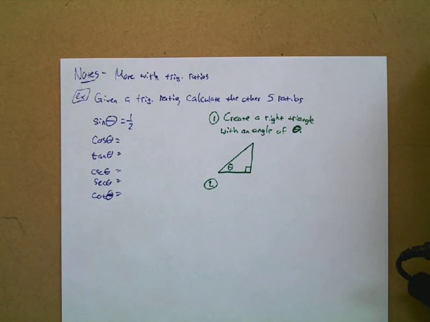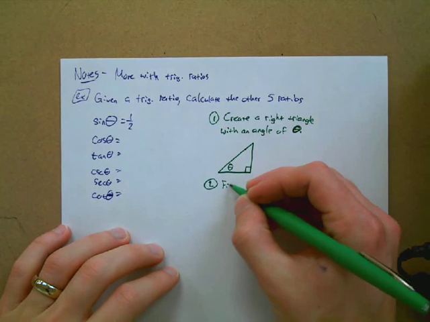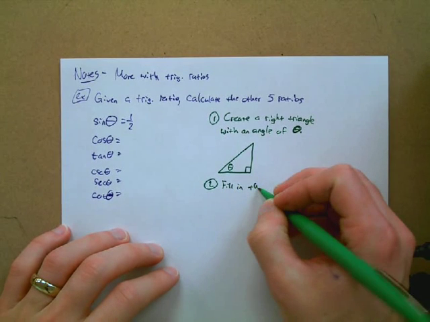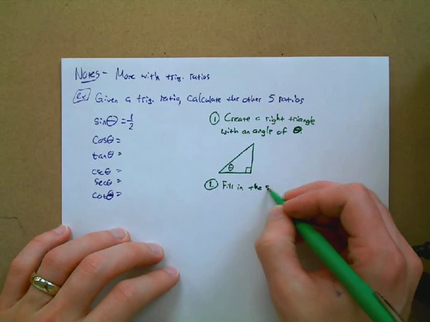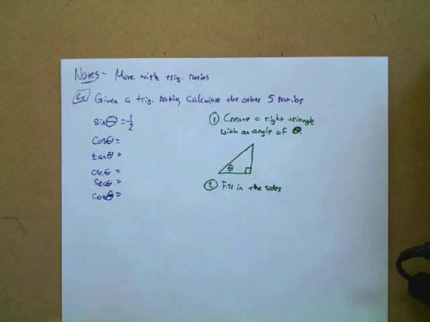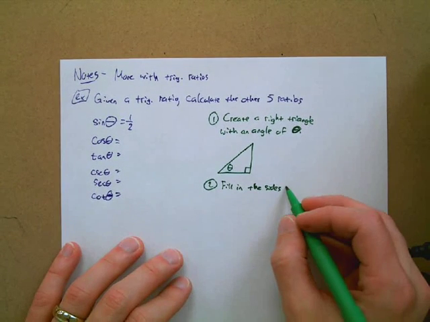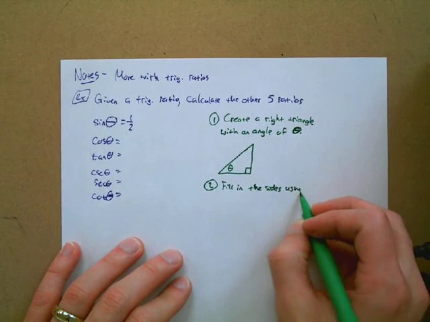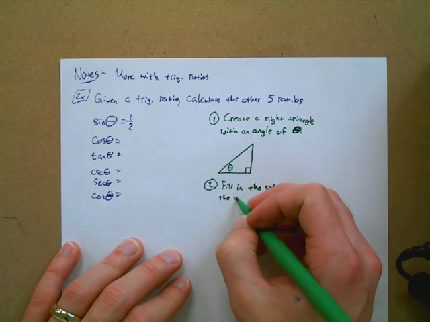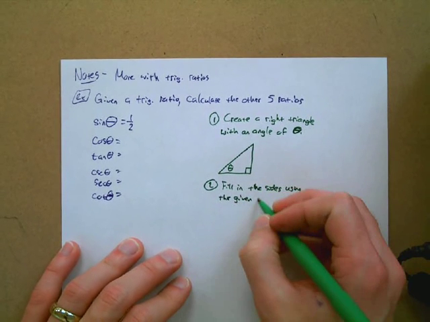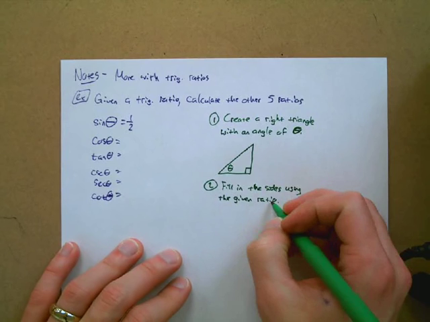And then for step 2, we don't know what theta is, but we do know that the ratio of the sides has to be in the ratio of 1/2, specific sides. So we're going to fill in the sides using the given ratio.